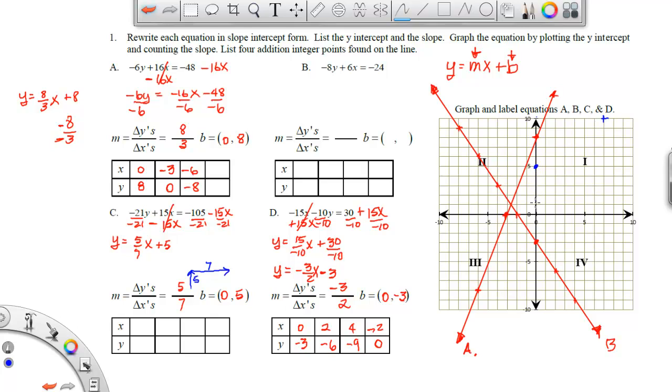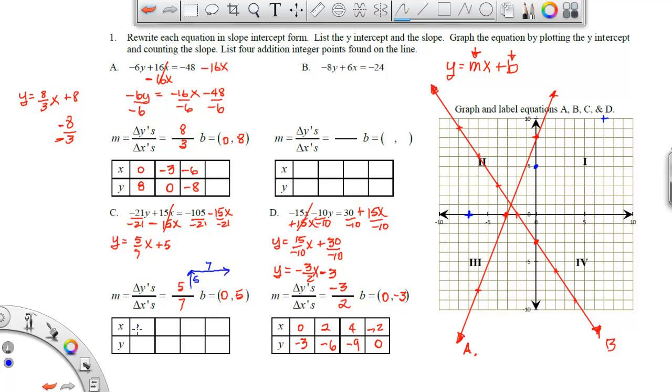And now I go down 5, that's for a negative 5, and back a negative 7, because I know a negative 5 over a negative 7 is still a positive slope. So there's my 3 points. So I can't get the fourth one because my graph isn't big enough, but I can get these 3.